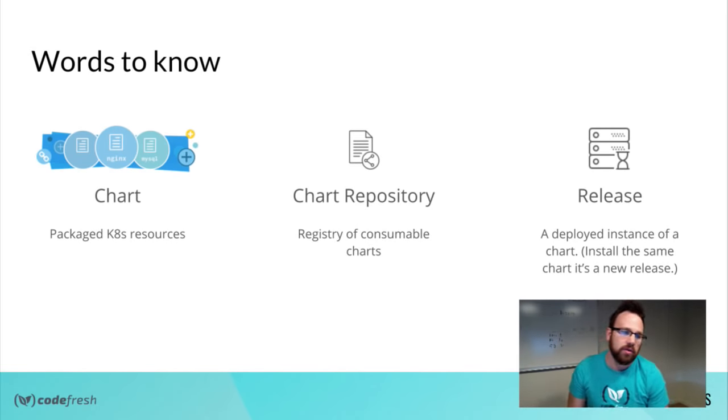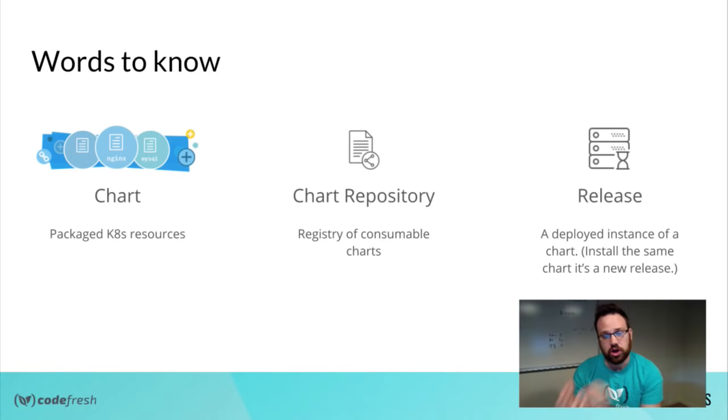So, words to know, and then we're going to get into the components of Helm. A chart is a packaged Kubernetes resource. So you could have a chart for Nginx, you could have a chart for SQL, or you could have what we would call a chart of charts, which is basically an application that has several charts in it. It could be Nginx and SQL and Node and Go, and all of those things are rolled up into a chart.